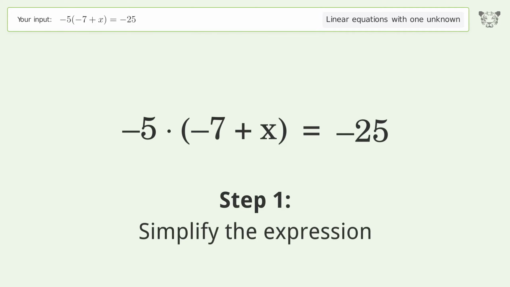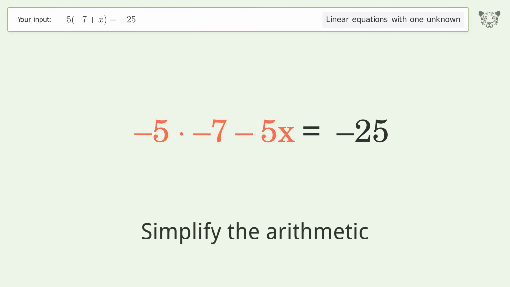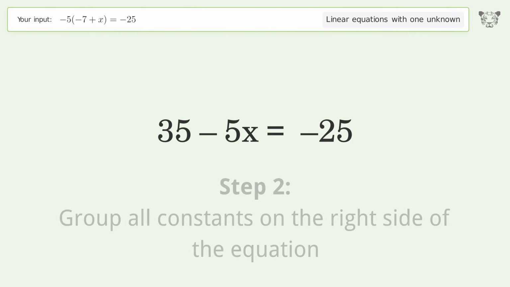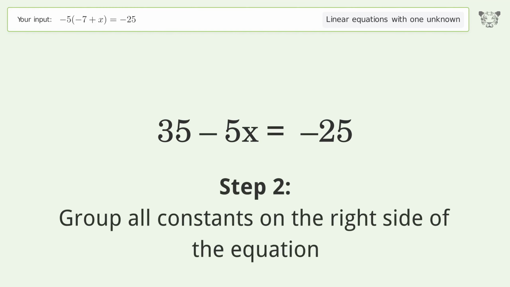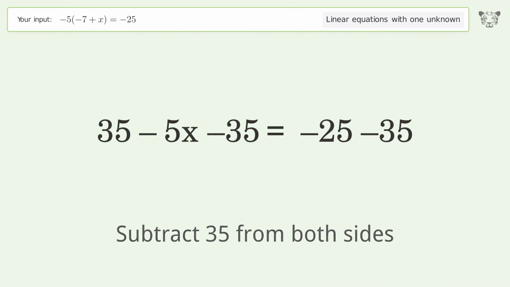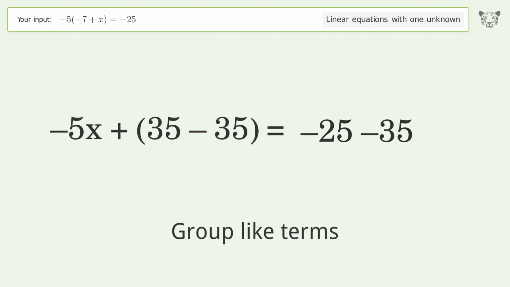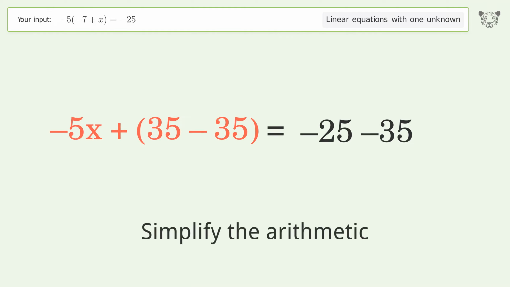Simplify the expression. Expand the parentheses. Simplify the arithmetic. Group all constants on the right side of the equation. Subtract 35 from both sides. Group like terms. Simplify the arithmetic.